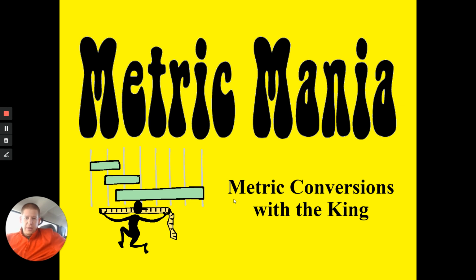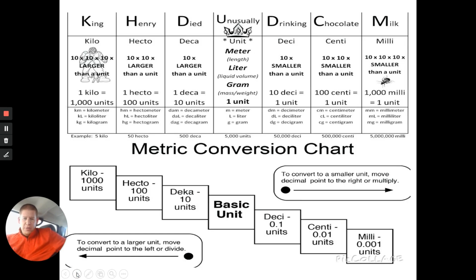So let's start with Metric Mania, metric conversions with the king. And no, I'm not calling myself the king. We're talking about King Henry. So the first thing I have for you is just a reminder of our dad, King Henry. King Henry died unusually in chocolate milk.